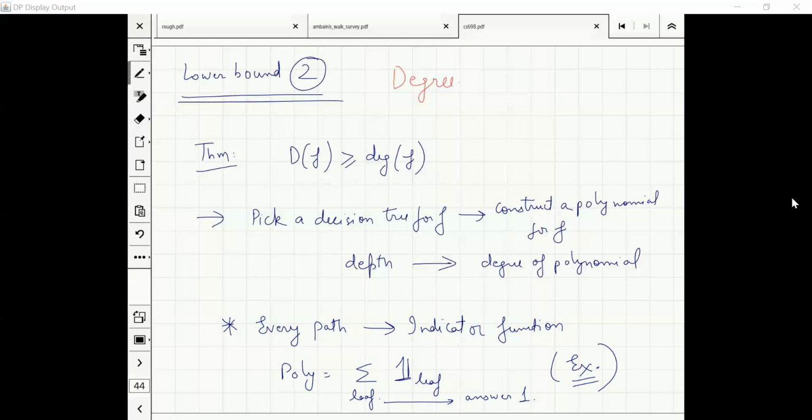Questions about this? If we went too quickly over it. Is this bound tight or anything? No, it is not. That's going to be our next question.